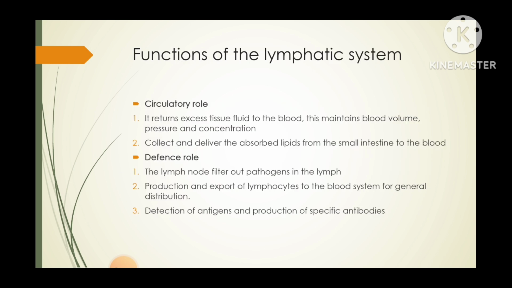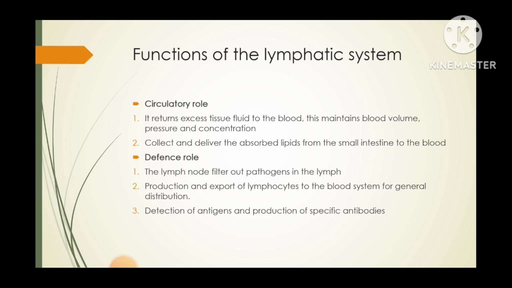Now let's look at the function of the lymphatic system. They have 2 main roles. They have a circulatory role and they have a defense role. Under the circulatory role, it returns excess tissue fluid to the blood. It maintains the blood volume, pressure, and concentration. And then the second thing that it does in circulation is that it collects and delivers absorbed lipid from the small intestine into the blood.